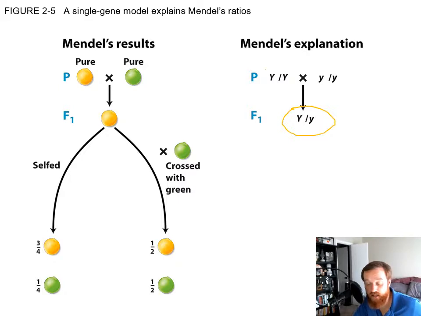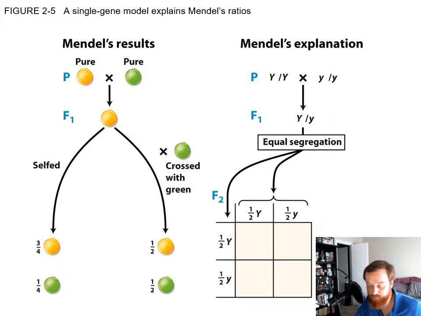That's because from this first parent, your only option is to get an uppercase Y, because it's homozygous dominant. It only has uppercase Y's. From the other parental individual, you only have a chance to get lowercase y's, right? This is homozygous recessive. And so that means that 100% of the offspring then are going to be this heterozygous, where they're big Y, little y.